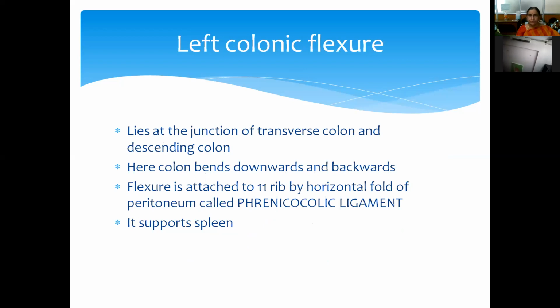Next part is the left colic flexure, also known as the splenic flexure. It lies at the junction of transverse colon and descending colon. Here the colon bends downwards and then backwards. The flexure is attached to the 11th rib by a horizontal fold of peritoneum called the phrenicocolic ligament. This is very important. It supports the spleen. One of the supports of the spleen is the phrenicocolic ligament, which is a horizontal peritoneal fold extending from the splenic flexure to the 11th rib.